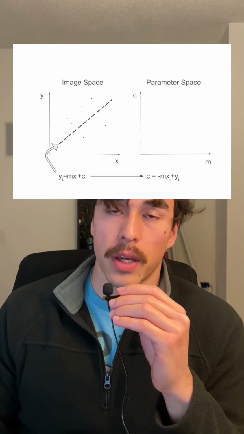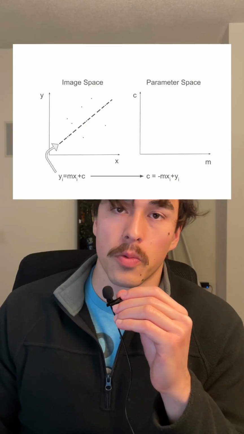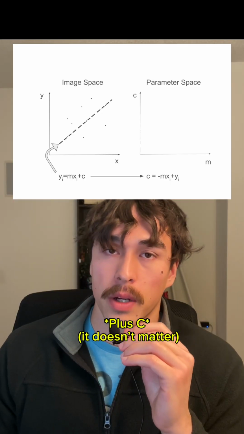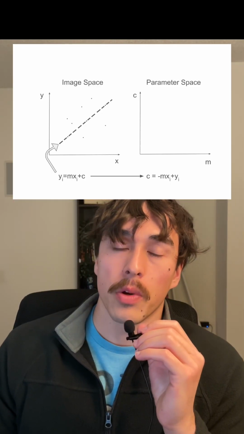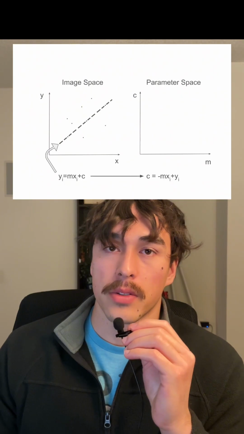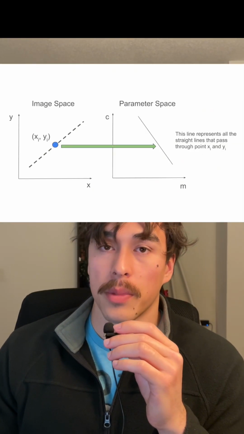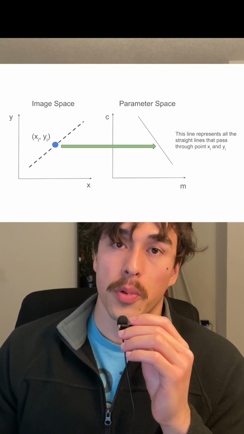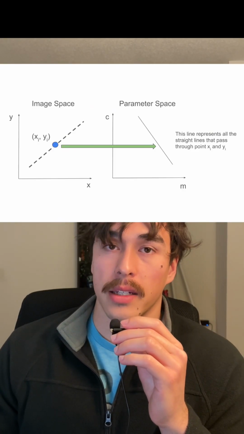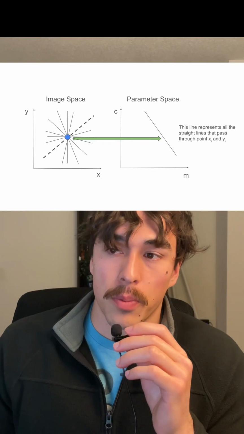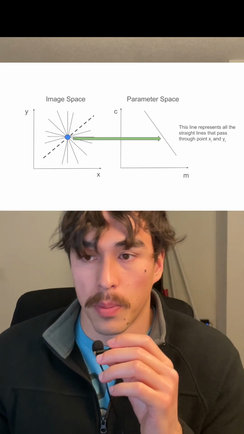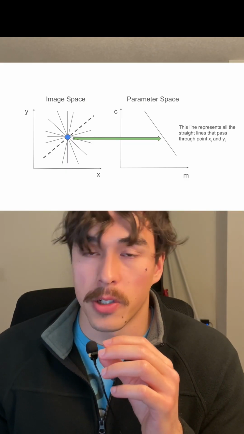To use the parameter space, we're going to take a look at our image space where we have a straight line right here, which we can say as y equals mx plus b. We're going to rearrange the terms, we're going to solve for c, and we can plot that into our parameter space now. Each point that's on this line in the image space will be plotted into the parameter space. The catch is each point now is turning into a straight line in the parameter space. This line represents all the straight lines that will pass through the point xi, yi in this image space.